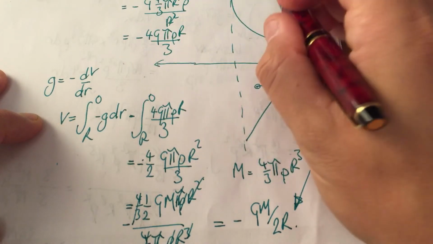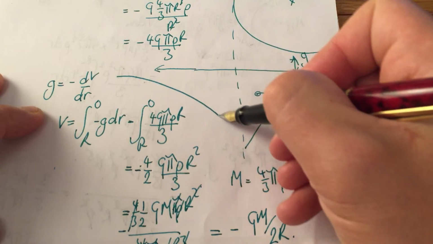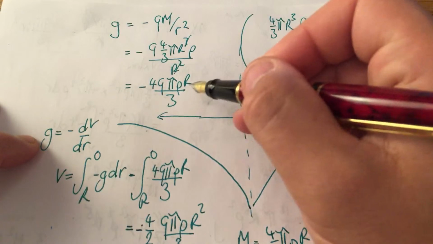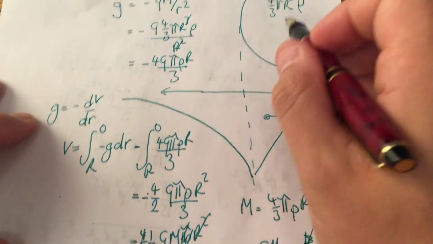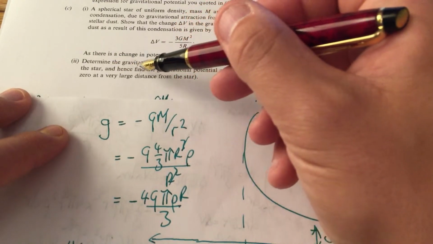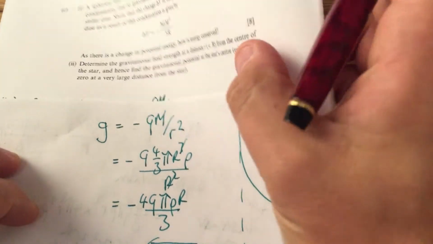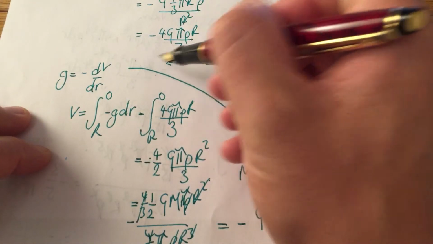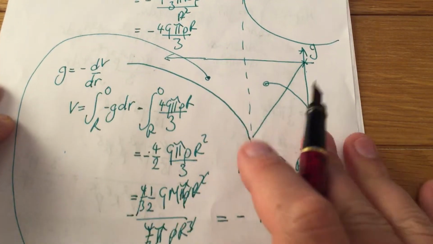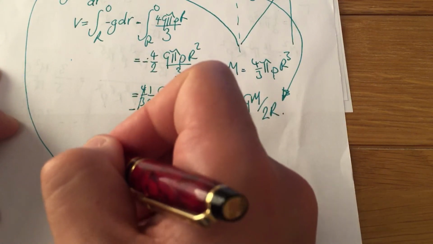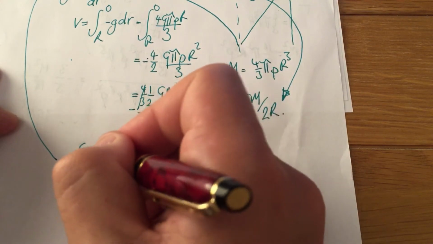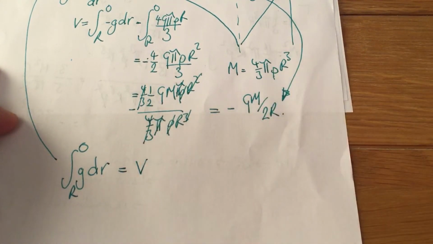And then, of course, beyond there, I know this function is dropping off as 1 over r squared, the function of g, and it's at the centre from a very long distance away, because it says here, hence find the gravitational potential of the star at the centre relative to 0 at a very large distance from the star. In effect, I want to integrate all of this up as well to get my next expression for the area under here. If I integrate up g with respect to r from r to 0, in effect that gives me the potential.